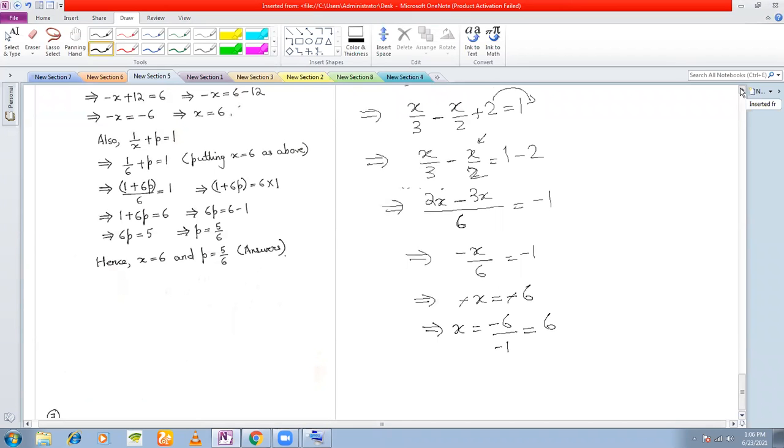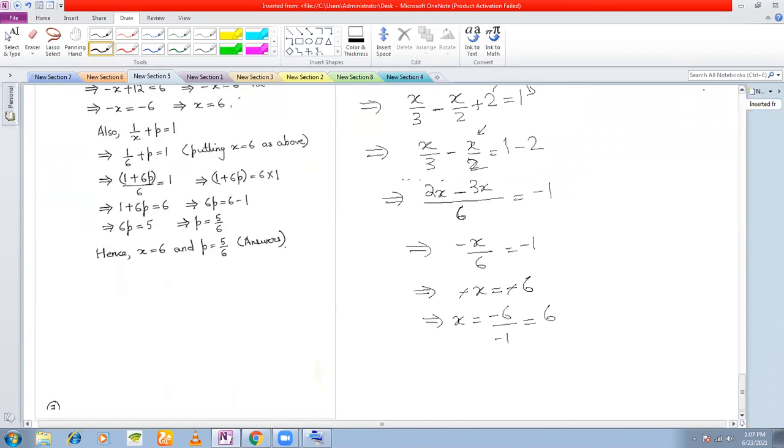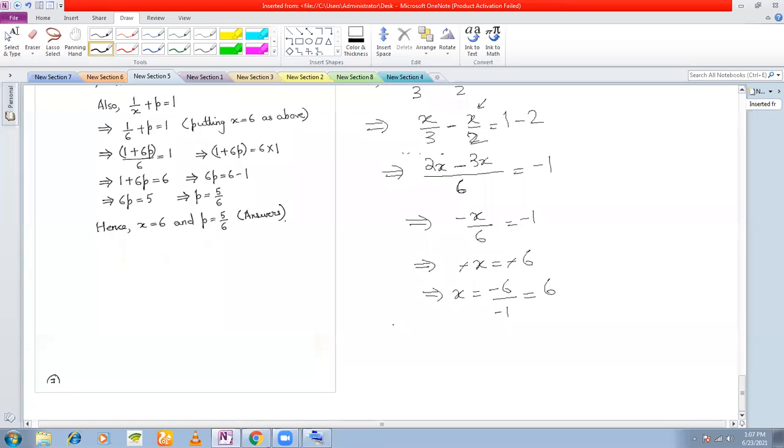Okay, so I think that should be it. Okay, there's a second part to this problem also. The second part states that, hence find the value of p, after solving the equation, if 1/x plus p is equal to 1. Now see, you have already solved for the value of x. You have got 6 here.